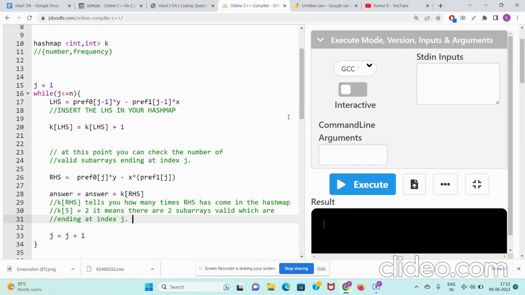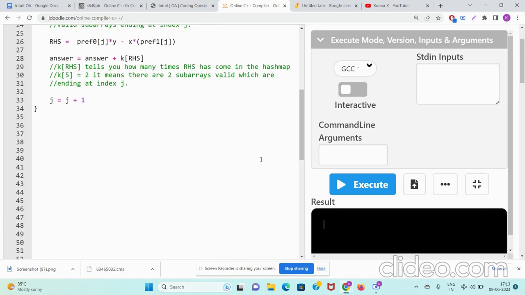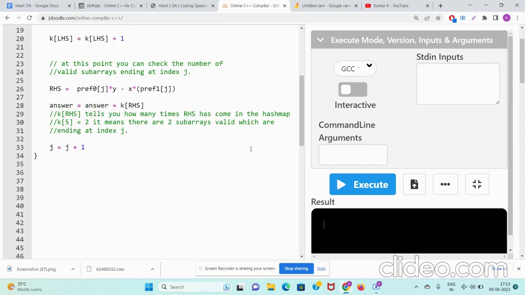And once it is done, you can declare answer equal to 0, and then you can print the answer finally. Okay. Now there is one more trick.